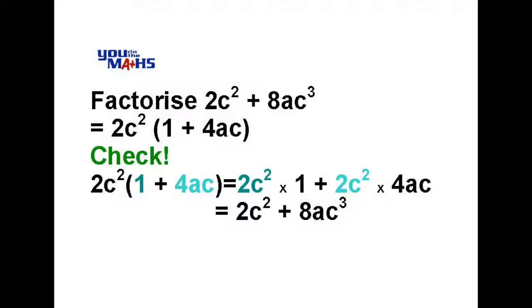can be done by looking at the numbers first. 2 4s are 8. There's a single a there, so that stays in the result, and we've got c squared multiplied by c, or in fact 3 c's being multiplied together, which can be expressed as c cubed. So our final result goes back to what we had originally, and our answer for the factorised form is what you see in the second line, 2c squared outside of 1 plus 4ac in brackets.